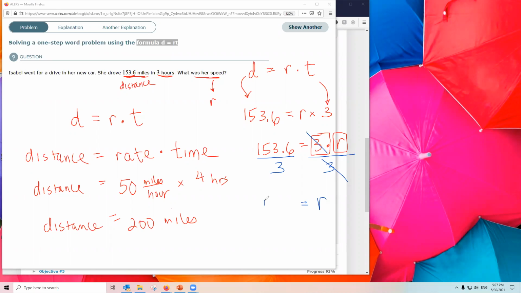153.6 divided by 3. If you work that out, that division is 51.2. So the answer here is 51.2. This would be miles per hour. So we use the formula D equals R times T. D is distance, R is the rate or the speed, T is the time.